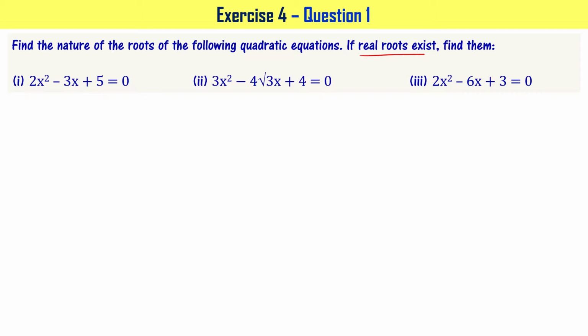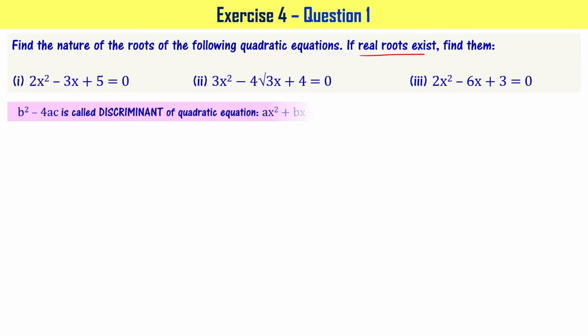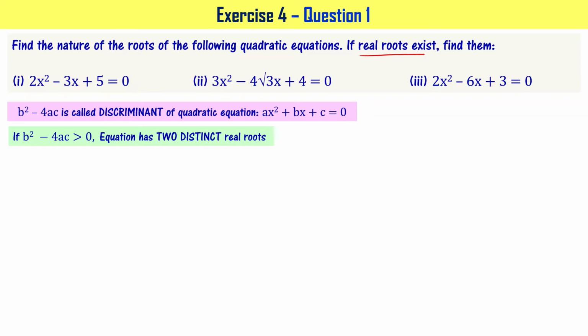When you are given a question like this, we are going to calculate the value of the discriminant of the quadratic equation, right? We know b square minus 4ac is called the discriminant of the quadratic equation ax square plus bx plus c equal to 0. We also learned that when b square minus 4ac is greater than 0, the equation is going to have two distinct real roots, or in other words, two different real roots.